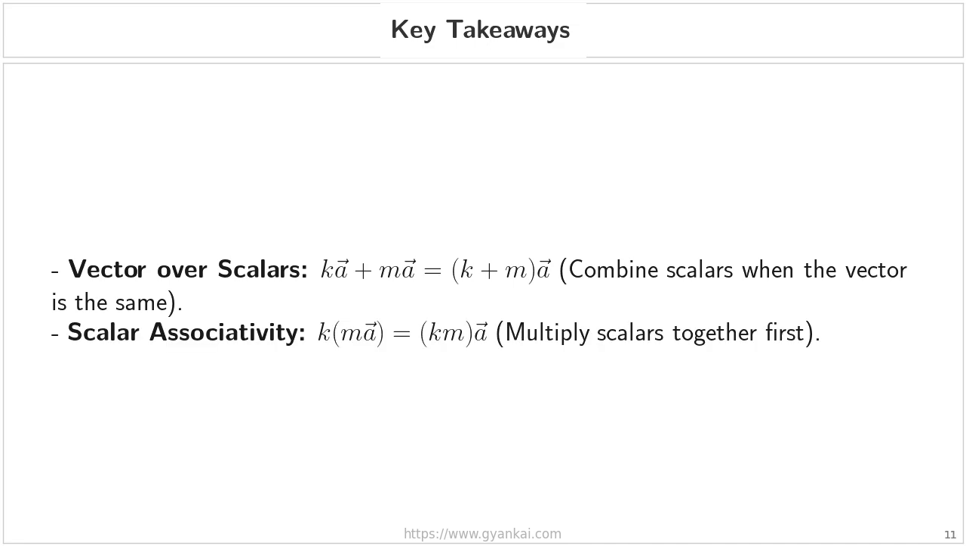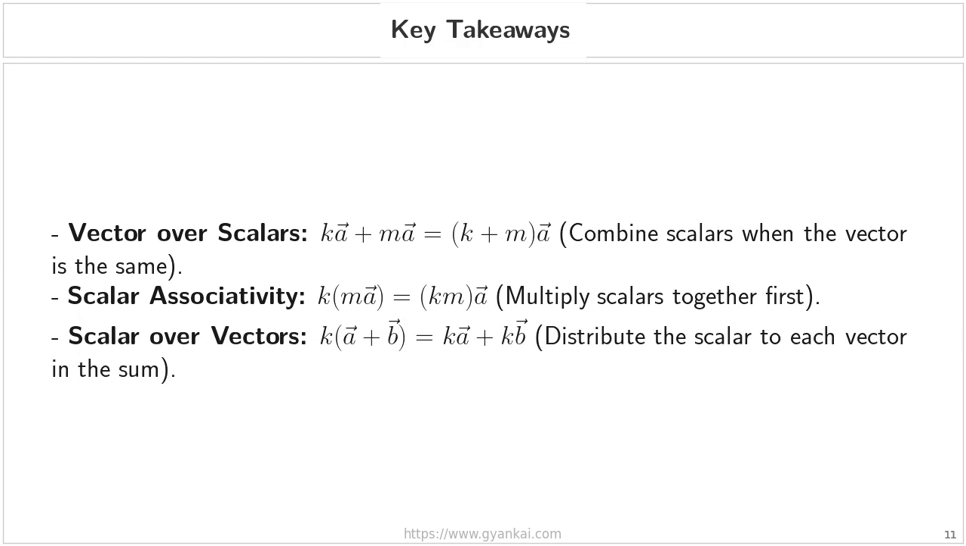Second, we discussed the associativity of scalar multiplication. This tells us that when you are scaling a vector multiple times, the order of the scalars doesn't matter. Whether you write k applied to m a vector, or you multiply the scalars first to get k times m, all multiplied by a vector, the result is identical. It is as simple as multiplying the scalars together first.